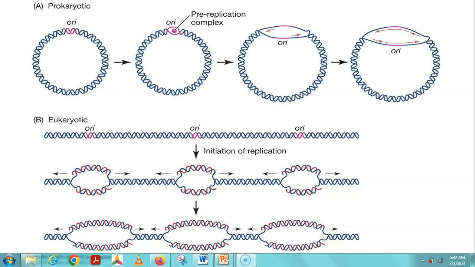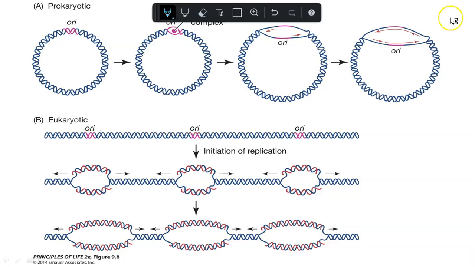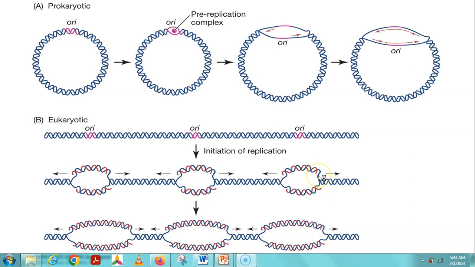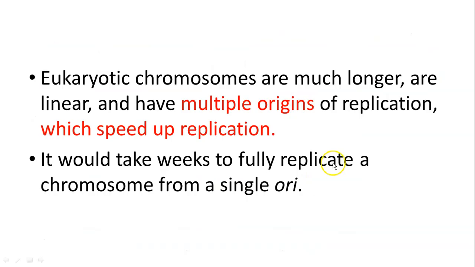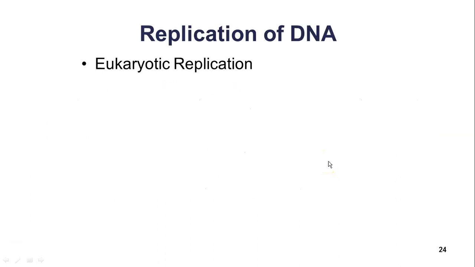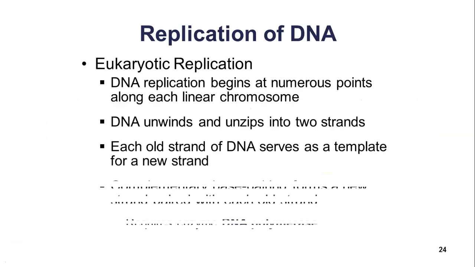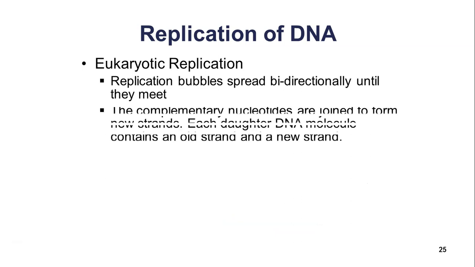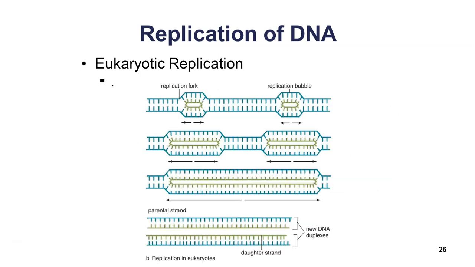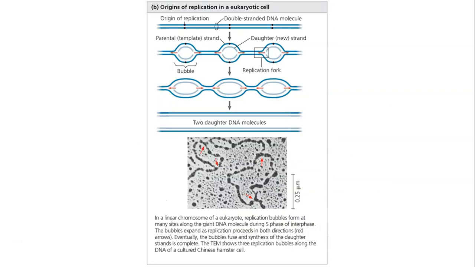But you can see there are multiple origin of replication sites because of all of our DNA, we just can't do one. We would not be able to maintain homeostasis. So we have multiple origin sites that allow us to continue replication. It would take weeks to fully replicate a chromosome. And so DNA replication begins at numerous points. And so you need to know the different players. We've already talked about all of that. Here's just another picture showing this.